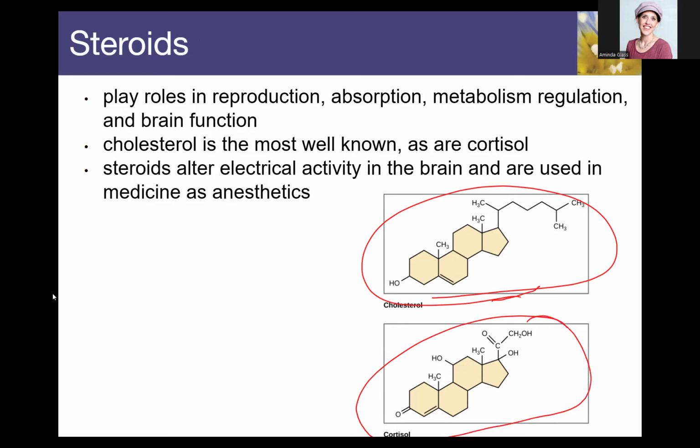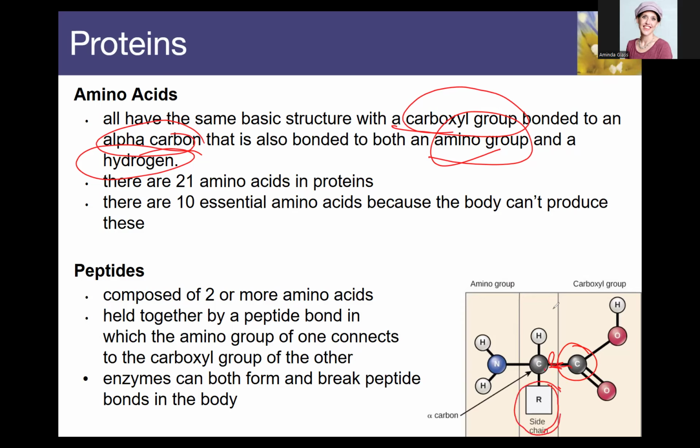You have a carbonyl group that's bonded to a carbon, and they call it the alpha carbon, that's bonded to an alkyl group and an amino group. Now, there are 21 amino acids in proteins. 10 of them are essential amino acids because we don't produce these. We have to eat them and get them through our diets.